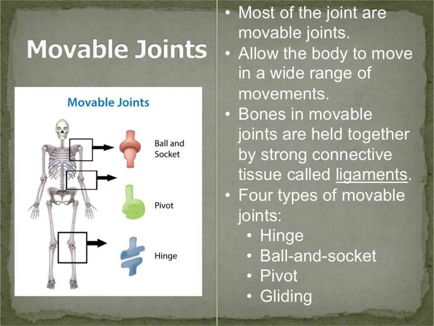Movable joints. Most of the joints in your body are movable, and there are several different types. You can see 3 on the diagram here. One is ball and socket, and this is found where your arm, the humerus, articulates with the clavicle and scapula. It allows a wide range of motion. Hinge joints, like the one found in your knee area, allow you to move frontwards and backwards. And you have pivot joints and also gliding joints. We'll talk about those.